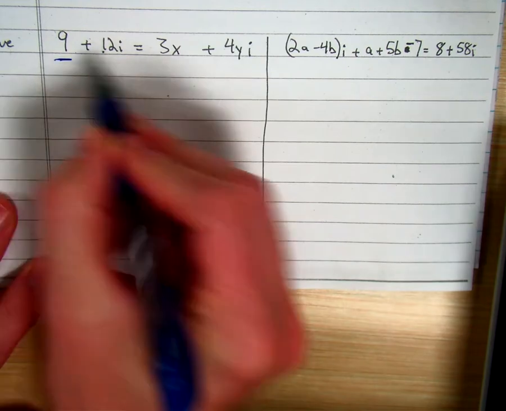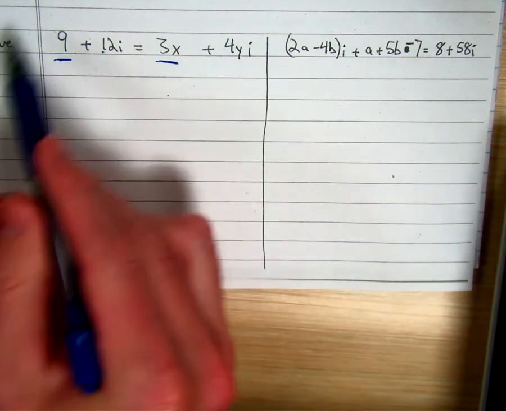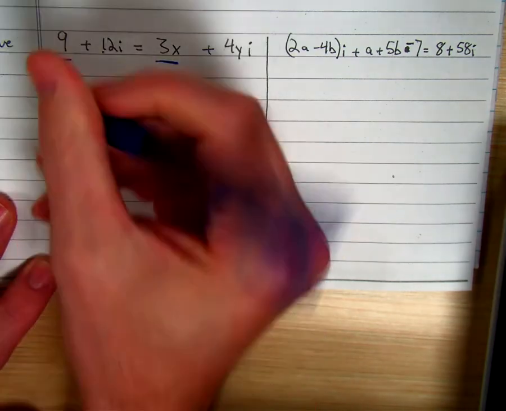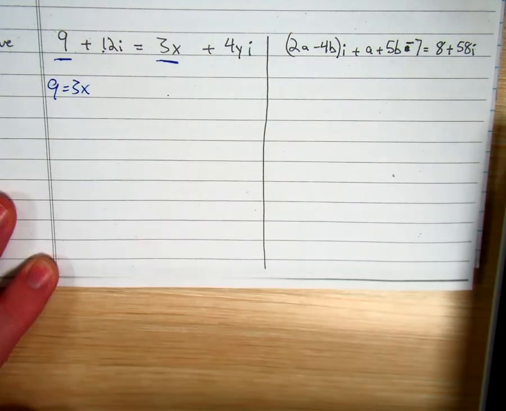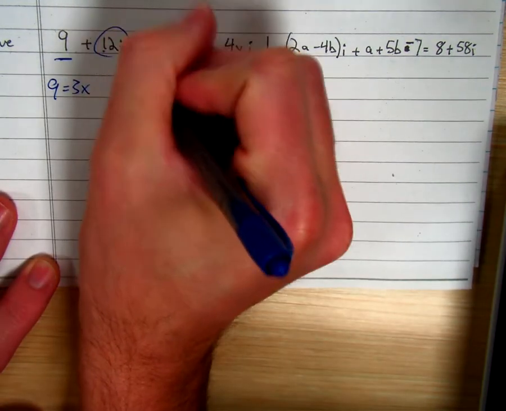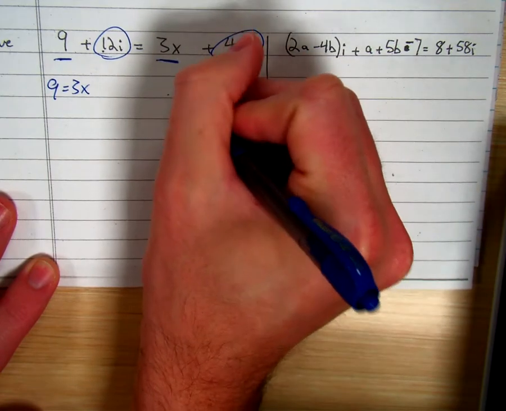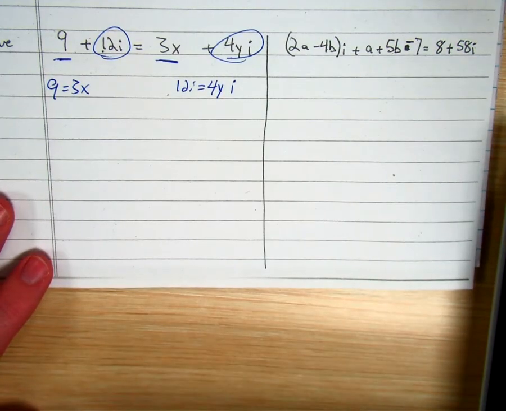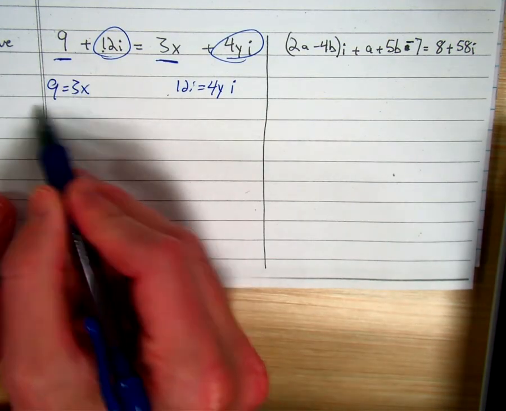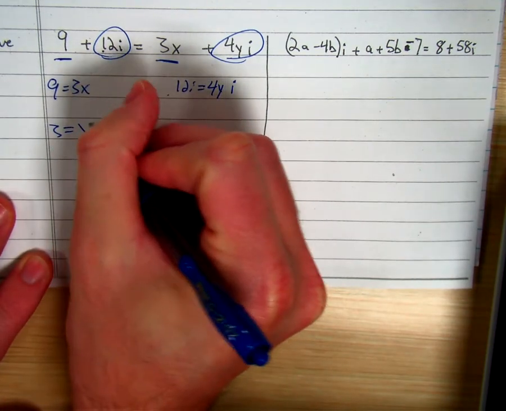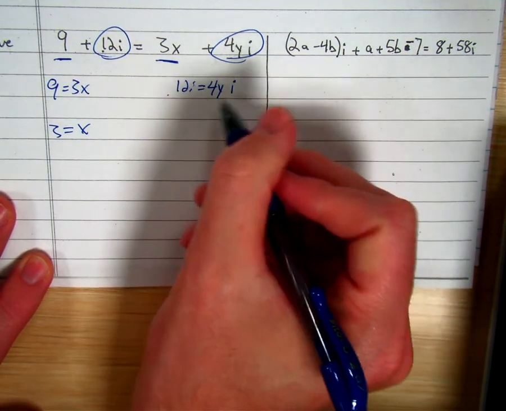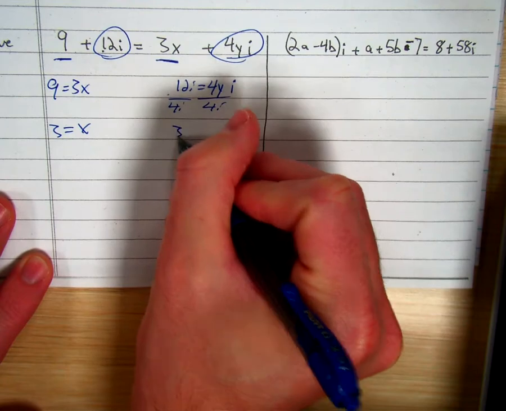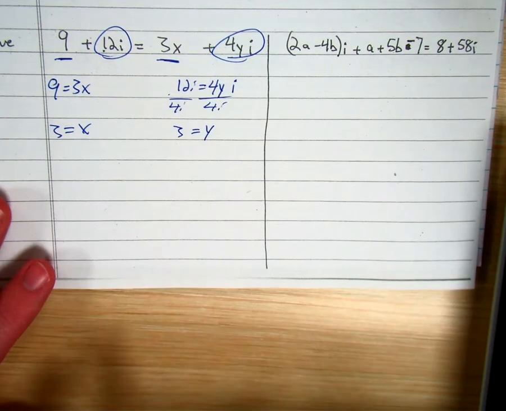Notice that this is the real part, and this is the real part. So if these two complex numbers are equal to each other, the real parts need to be equal. So 9 needs to equal 3x, and then the imaginary parts need to be equal. 12i should equal 4yi. So we divide by 3 over here, and we'll get 3 for x. And if we divide by 4i, we should be getting 3 for y as well.